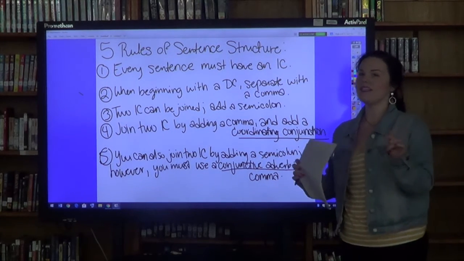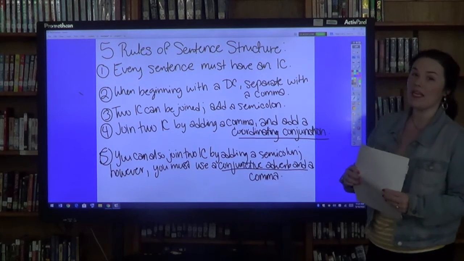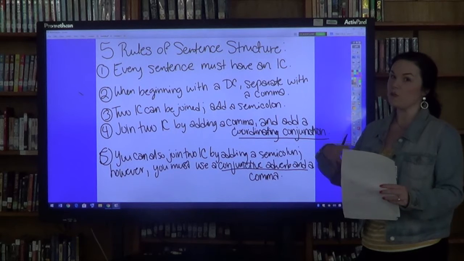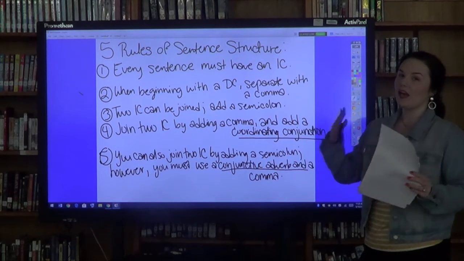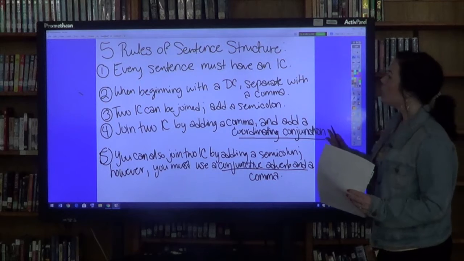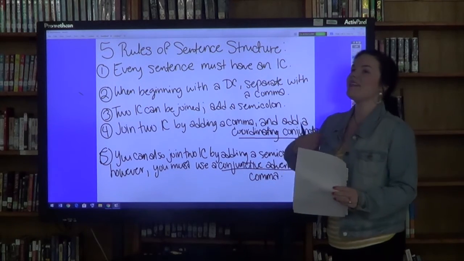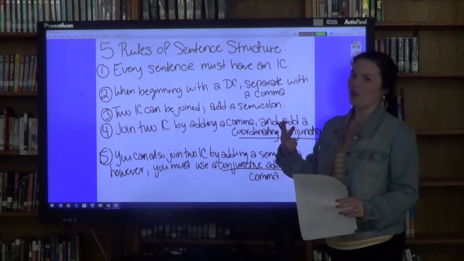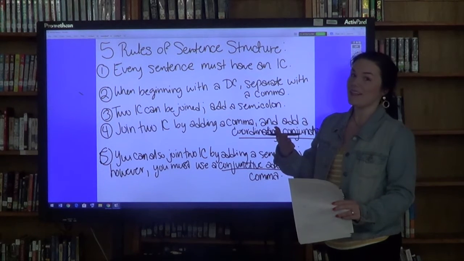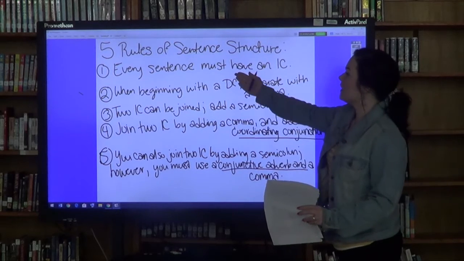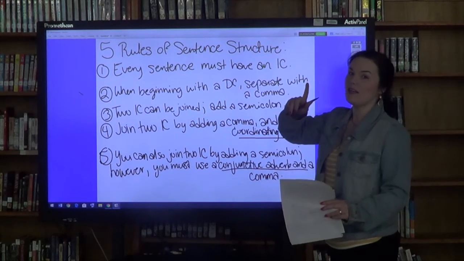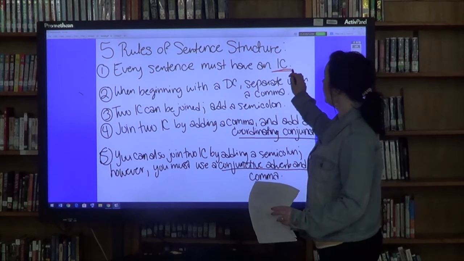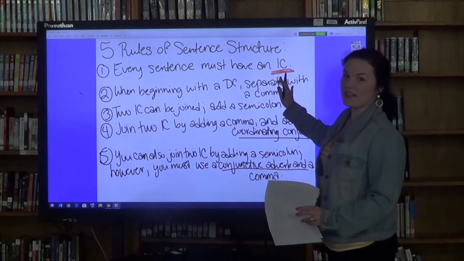Every sentence must have at least one independent clause. If you know your independent clauses and your dependent clauses, which if you don't, pause the video and refresh yourself with that, you know that a complete sentence must have a subject, a verb, and a complete thought. So a subject, a verb, and it must make sense, right? So obviously, every sentence must have at least one independent clause. Now, independent clause, I am abbreviating with the letters IC.